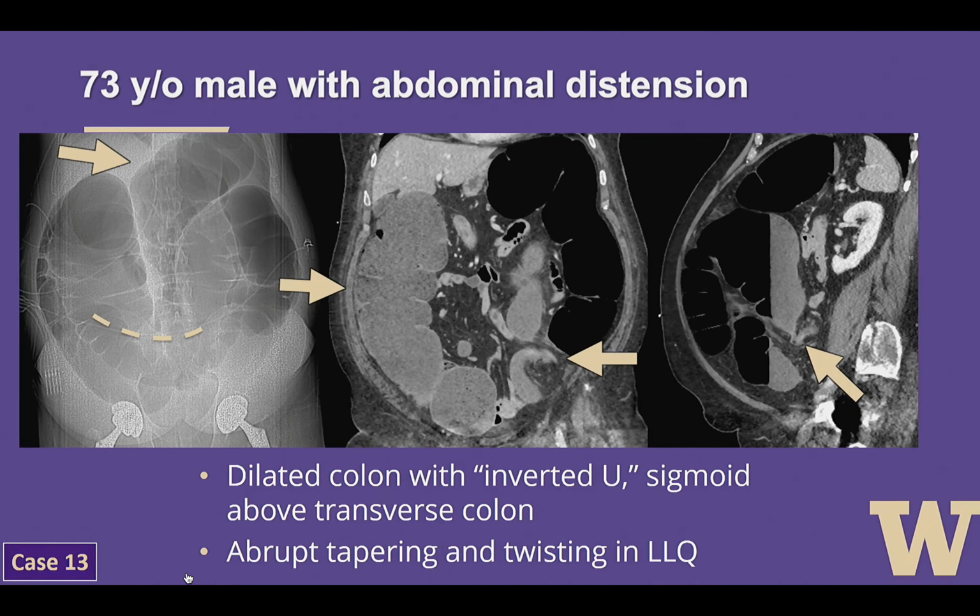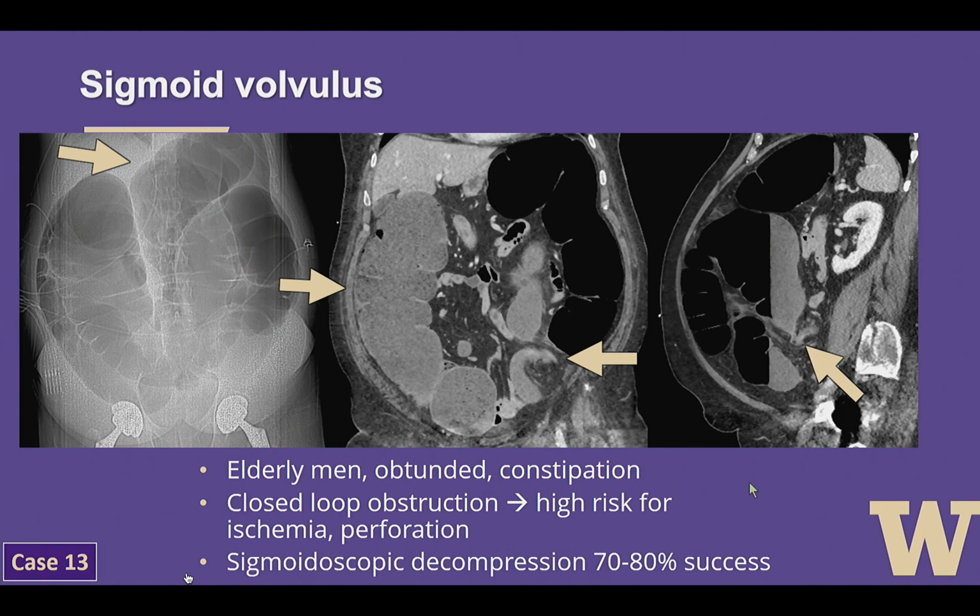So in this 73-year-old man, we have diffusely dilated colon with an inverted U appearance that you see on the radiograph and also the sagittal CT image here. And you'll note that the sigmoid colon is projecting above the transverse colon, which is indicated by the dashed line on the left-hand scout image. There's abrupt tapering and twisting of the sigmoid in the left lower quadrant. So this is a case of sigmoid volvulus.